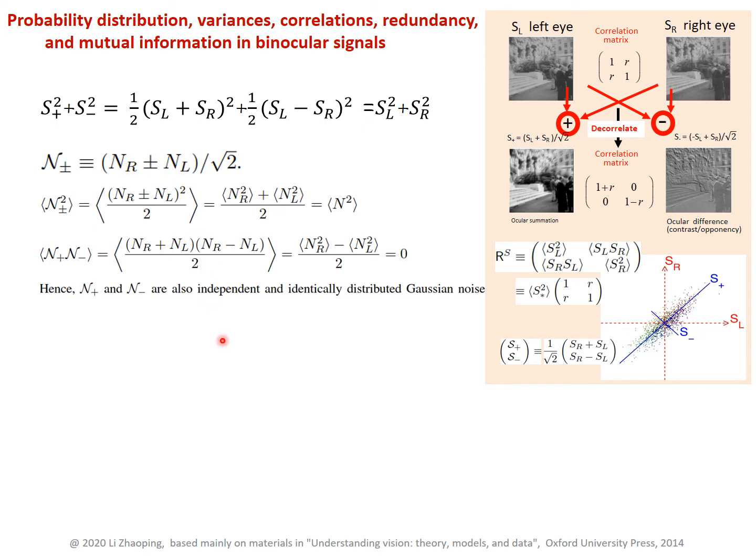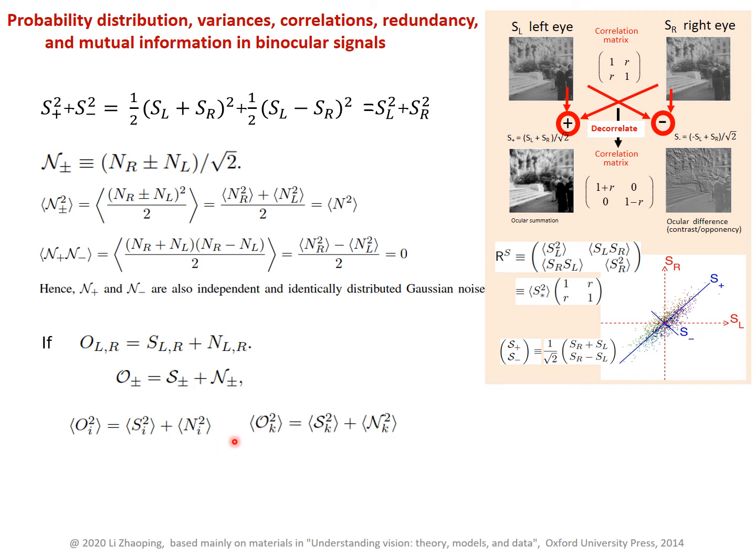Okay. Now, if we take the output as the summation of the signal and noise, whether it's in the original left and right eyes, then in the rotated form, O plus and O minus are also equal to the corresponding signal and the corresponding noise. And let's recall that then their variances will be equal to the signal variance plus noise variance, just as a property of Gaussian variables, also in the rotated form O plus and O minus.